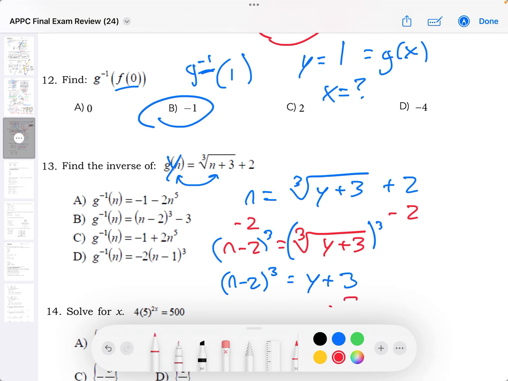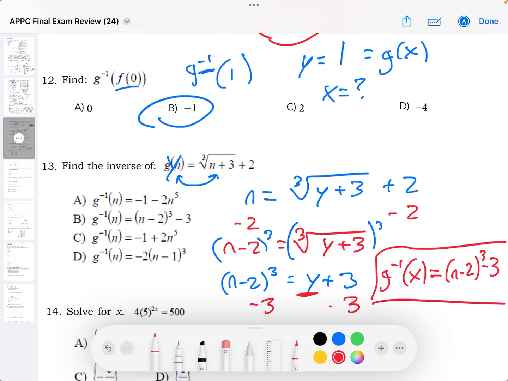And finally, I will undo that positive 3 right there. The last part, this y, is going to get changed back into inverse g of x, where you're telling me, hey, I solve for the inverse, and I go n minus 2 cubed minus 3. That will become my solution, and I'm just looking for the one with the proper structure, which in this case looks like B right there.